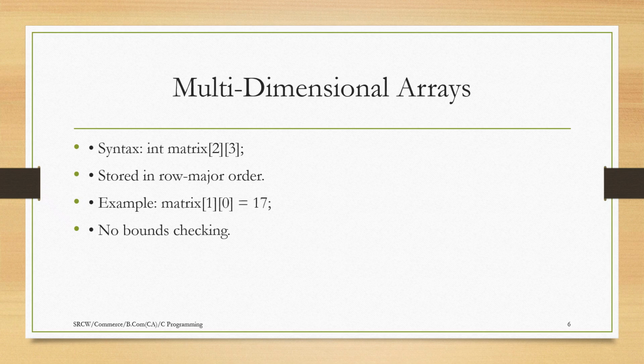Multi-dimensional arrays. C also supports multi-dimensional arrays like matrices. A two-dimensional array is declared as int matrix[2][3]. These are stored in row major order, meaning rows are stored one after another in memory. But remember, C still does not check bounds, so invalid indexing can lead to errors.